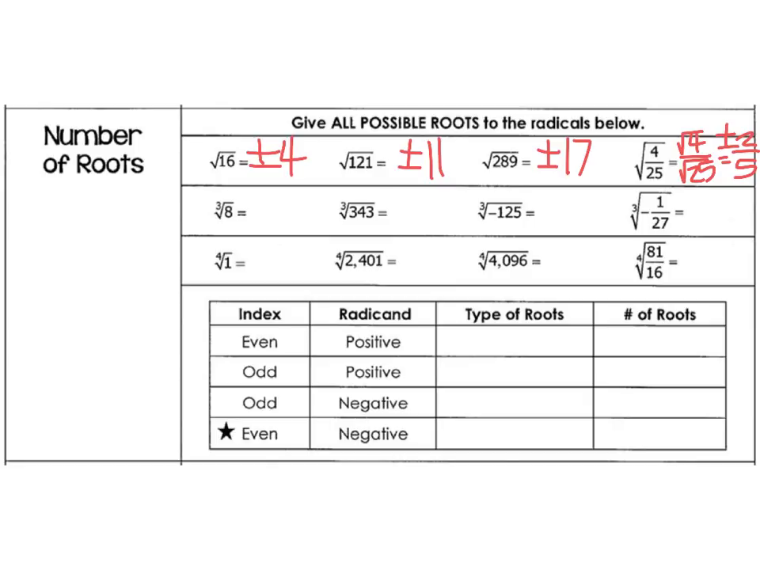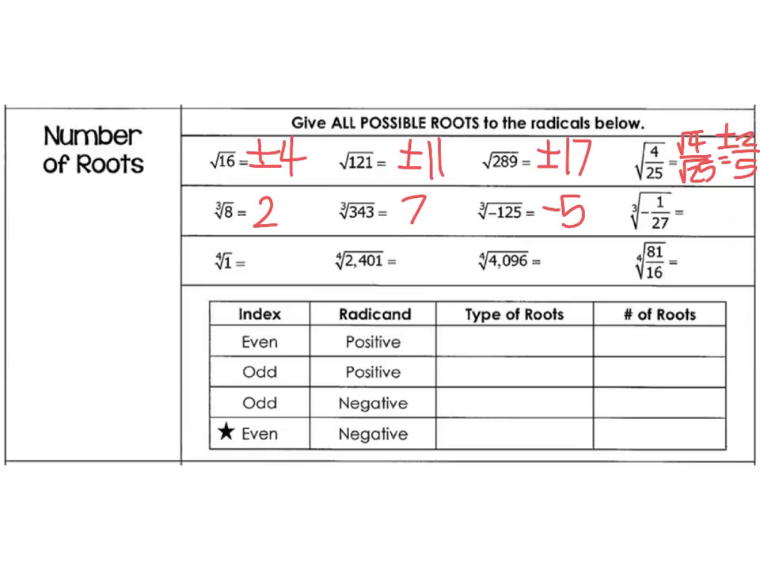Then, if we have the cube root of 8, it's only positive 2, because negative 2 times negative 2 times negative 2 would give us negative 8, not positive 8. Cube root of 343 is just a positive 7, because it's the same thing. It has to be positive if it's a cube root. Then, cube root of negative 125, if you were to plug that into your calculator, you would get negative 5, because negative 5 times negative 5 times negative 5 gives us negative 125. If it was positive 5, it would give us positive 125.